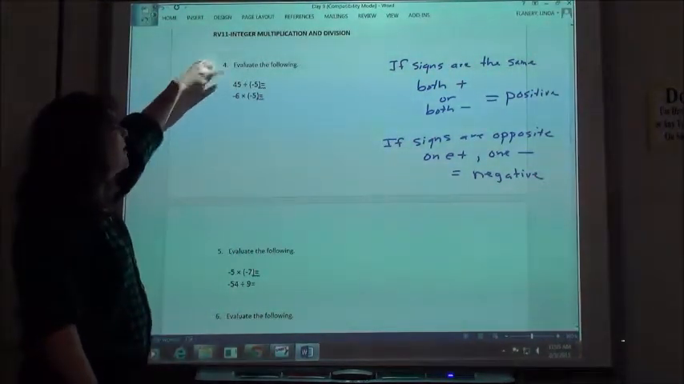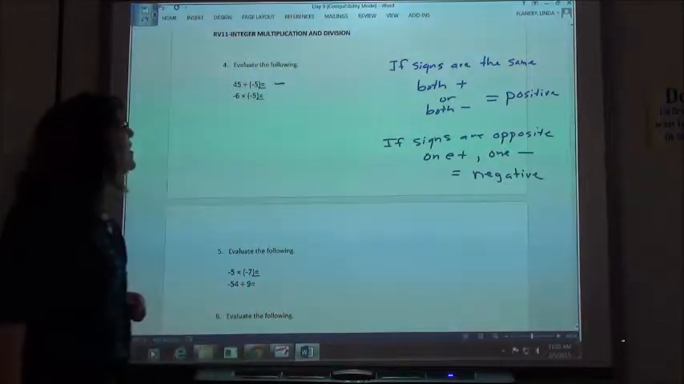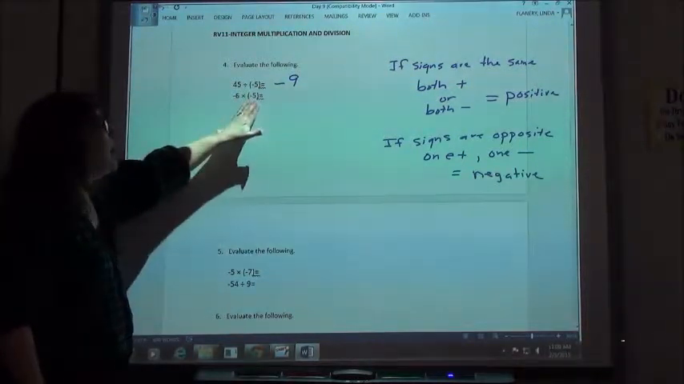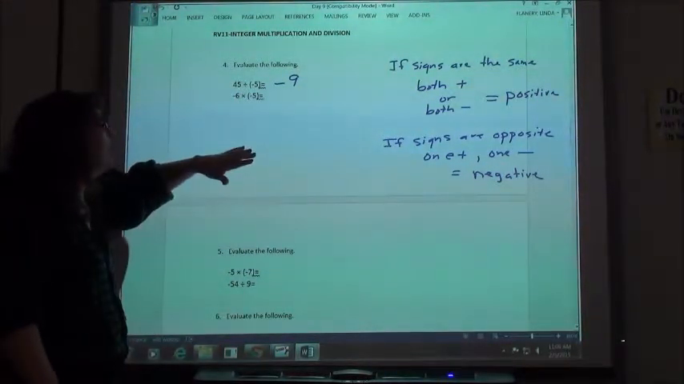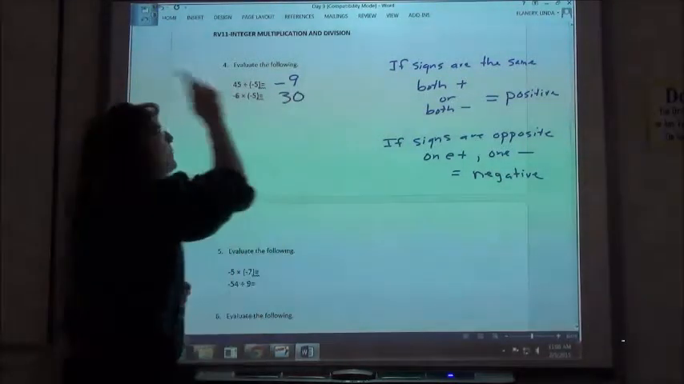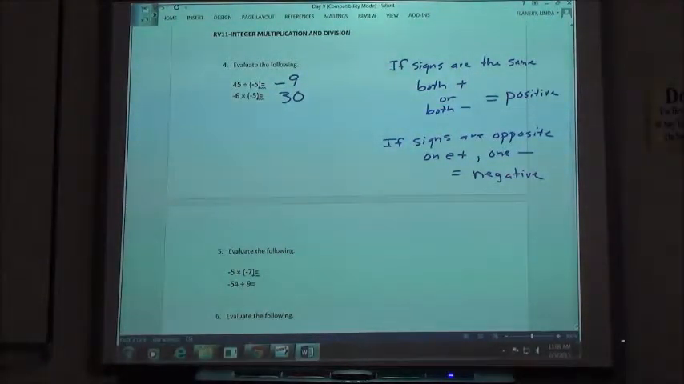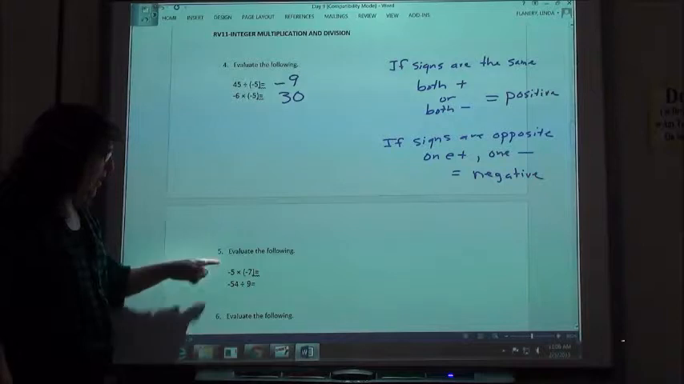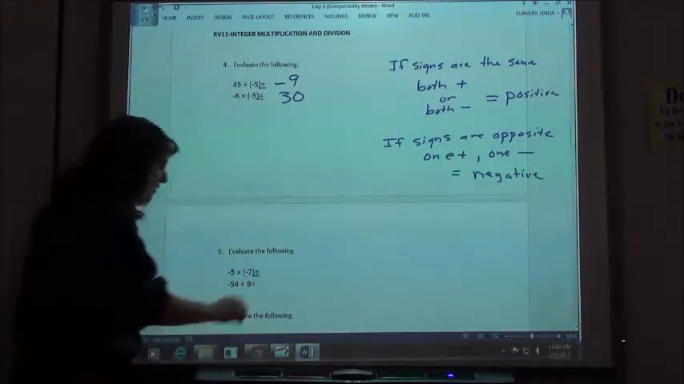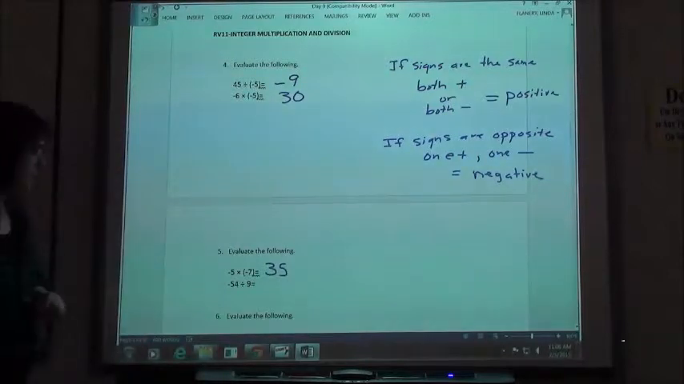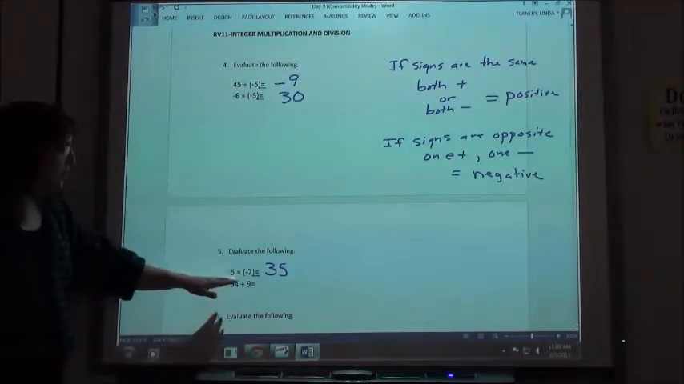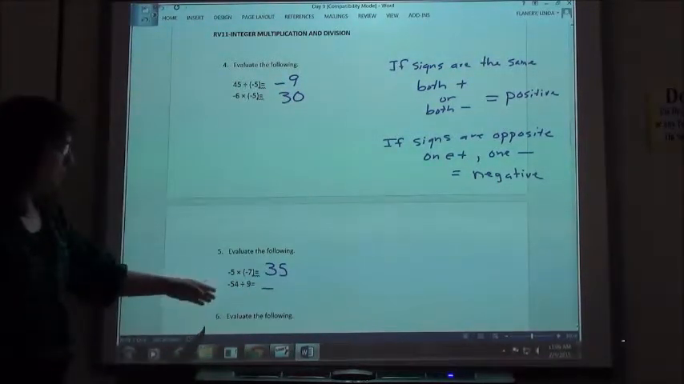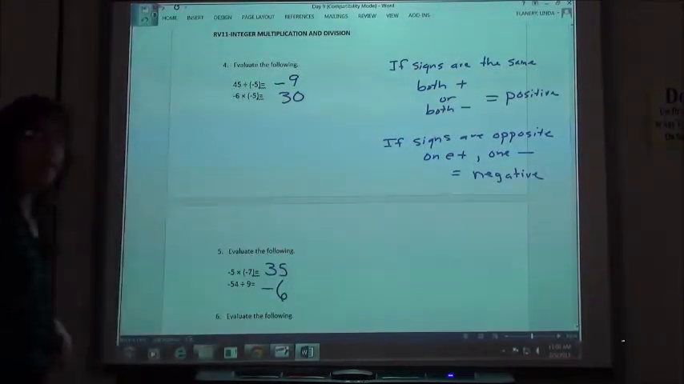So, positive divided by a negative is a negative, and then I just divide. 45 divided by 5 is 9. A negative times a negative is a positive. 6 times 5 is 30. Since it's positive, I don't need the sign in front. Number 5 on the top of the next page says negative 5 times negative 7. A negative times a negative gives me a positive. 5 times 7 is 35. Negative 54 divided by 9. A negative divided by a positive is a negative. 54 divided by 9 is 6.